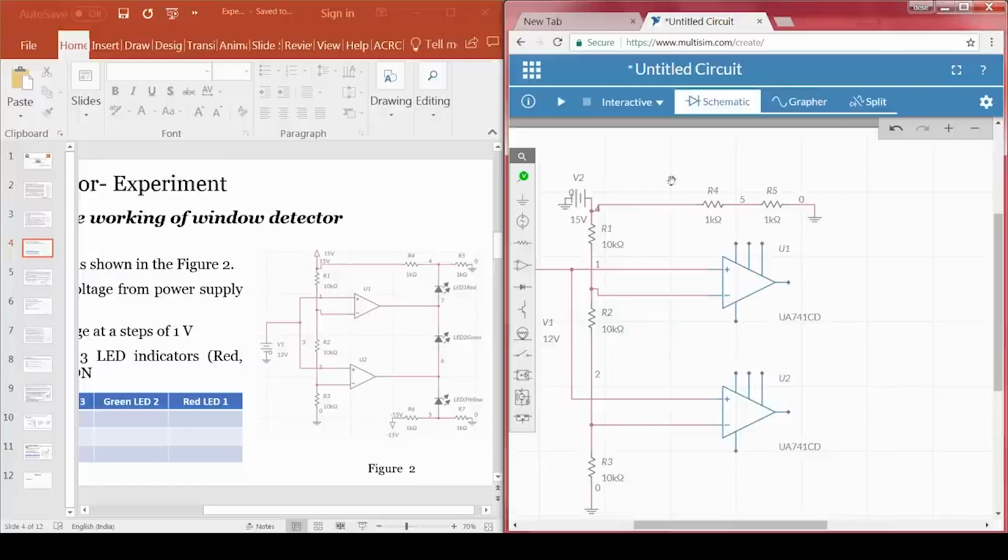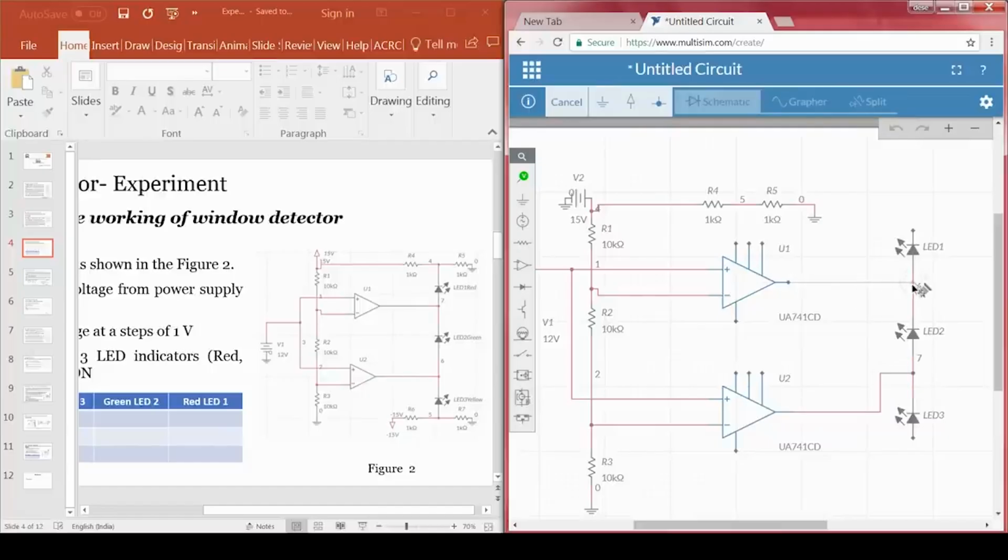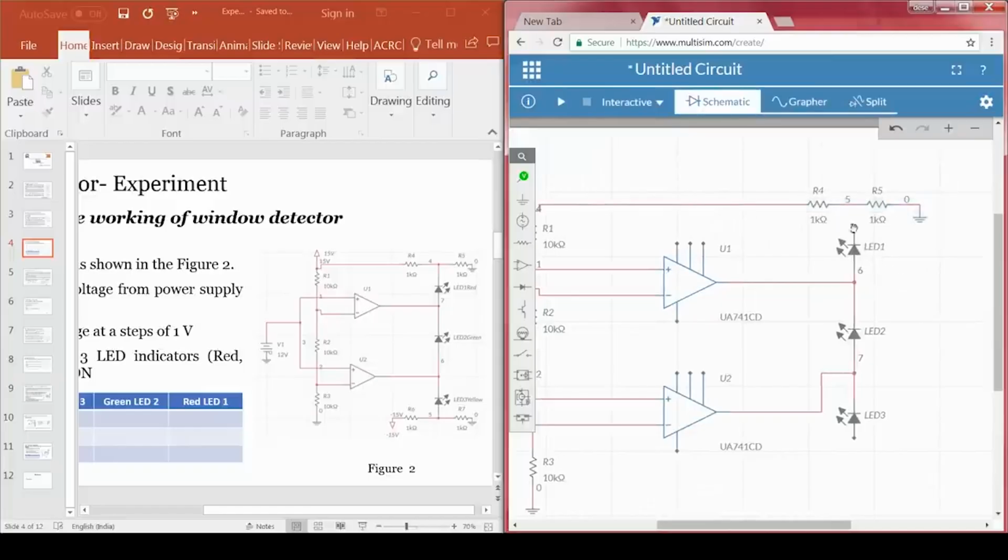Now, what we have to do? We have to have LEDs, and you have the LED. You have to connect it in a reverse direction. So, see, there is a rotation feature. You can just select the LED and drag it, similar to what is shown here. Connect those LEDs, then connect the output of the second op amp and first op amp between LED 1 and LED 2. Now, we have to connect the LEDs between resistors R4 and R5. So, we can just select both, drag and connect them. This is done.